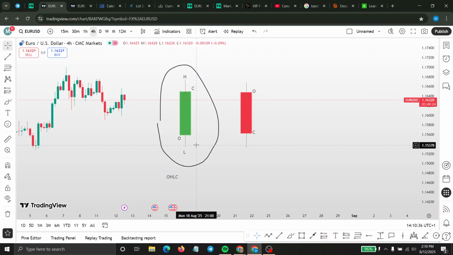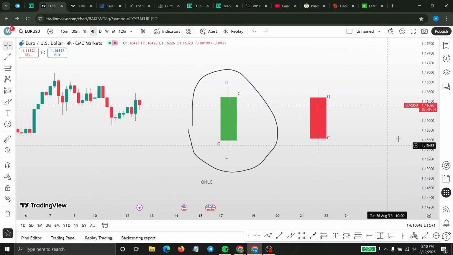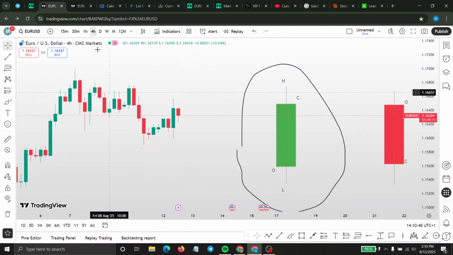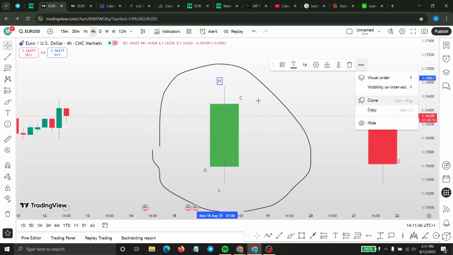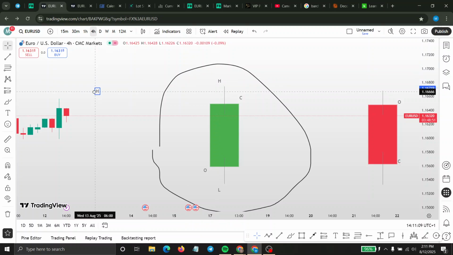OHLC. This is the component of how a candle must form. This tells us that for a candle to form like this, it must have this OHLC. Now, if we go on the current chart, this is the current chart we are on. This is the 4-hour chart. Look at the last 4-hour candle. If we put our icon on it, we can see here that the candle has a high. This is the highest point.